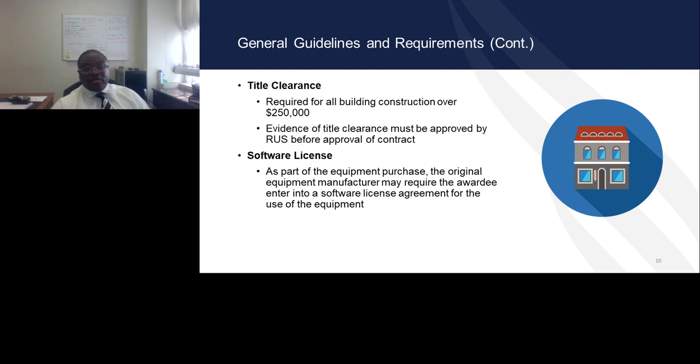Title clearance. This is required for all building construction over $250,000. The evidence of that title clearance must be approved by RUS before the contract is executed. Also, as part of the equipment purchase, a software license may be required.